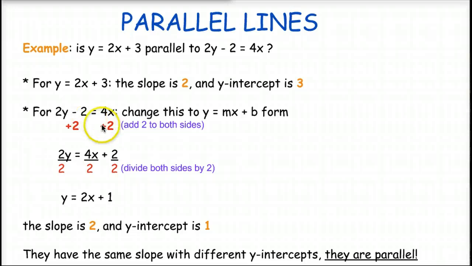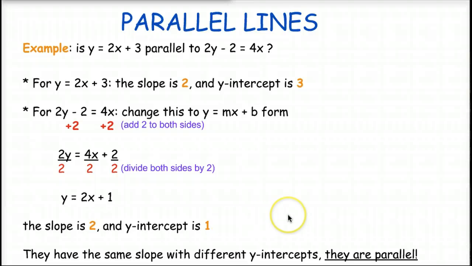So let's start by adding 2 to both sides, and we end up with 2y equals our 4x, and now we have plus 2. Finally, we need to move this 2 to the other side, and we do that by dividing by 2. So we divide every term by 2, and we get 2 divided by 2 is 1, or 1y, is equal to 2x, 4 divided by 2 is 2, plus 1. 2 divided by 2 is just 1. So on this equation, our slope is 2, which is the same as our first equation, but now our y-intercept is different. It's 1. So in fact, these have the same slope, but with different y-intercepts.